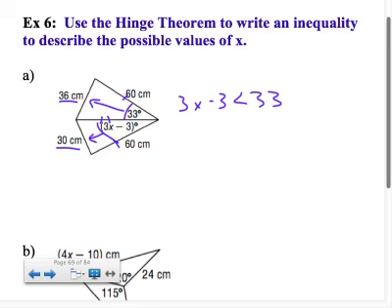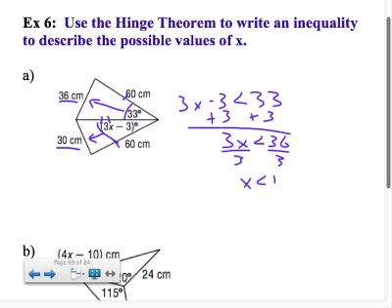Now, we don't know a whole lot else about the angle measure. We don't know if it's the smallest angle in the diagram, the middle angle. It's clearly not the largest angle, because the 60s are both bigger. So now I go to work here. I add 3 to both sides. I get 3x is less than 36. Divide both sides by 3. So x has to be less than 12.